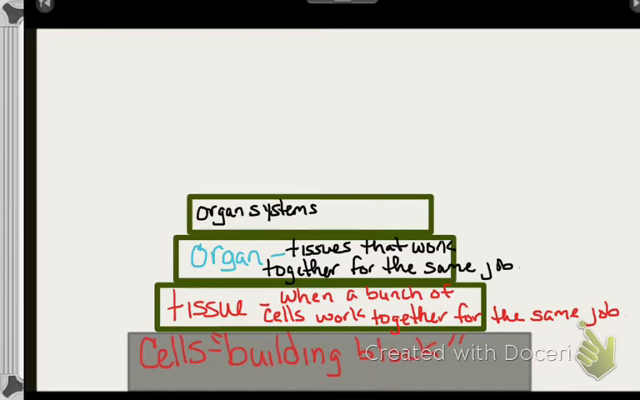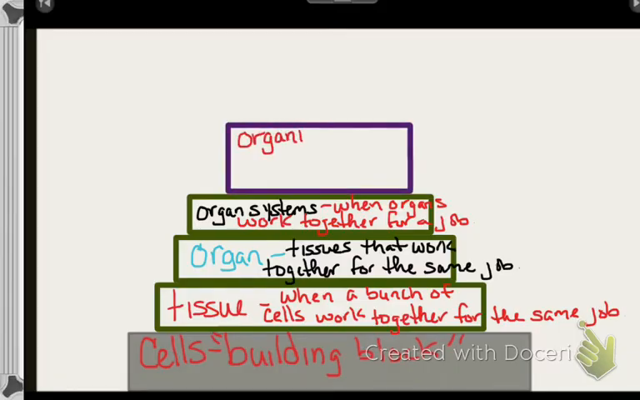Then you have an organ system or organ systems, and basically organ systems are made up of other organs when organs work together for a job. And then finally, when you have a bunch of organ systems that work together, you have an organism.